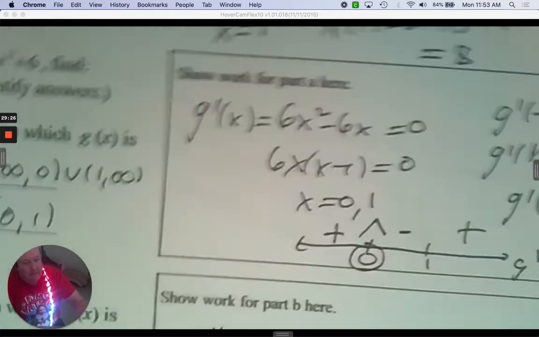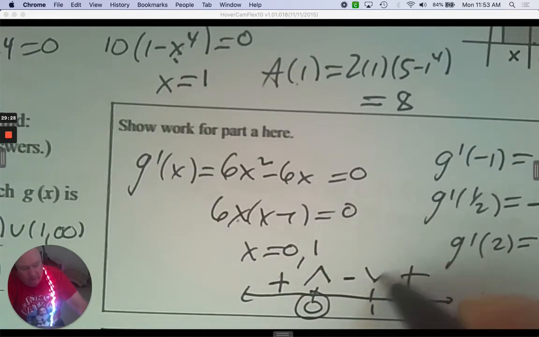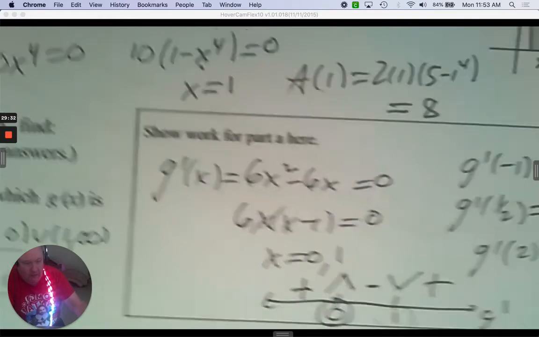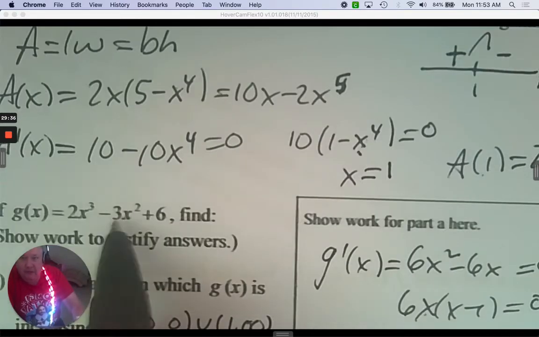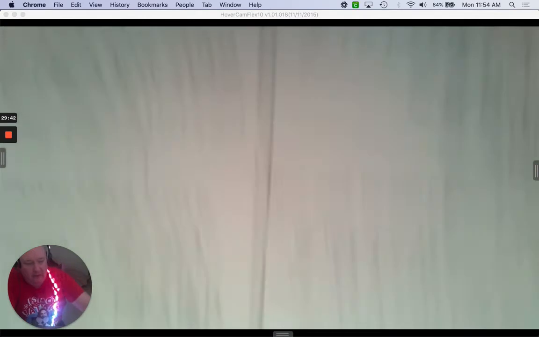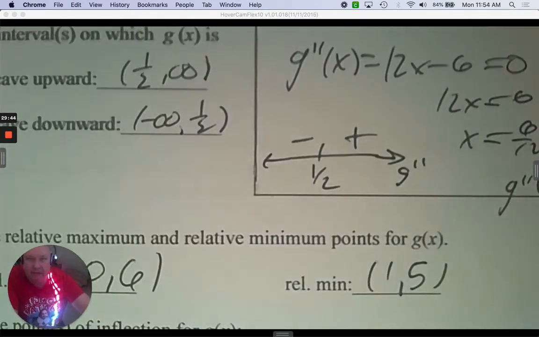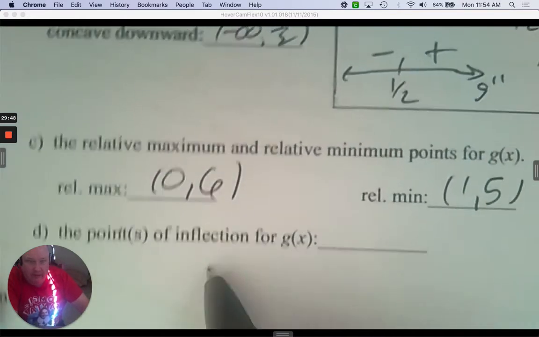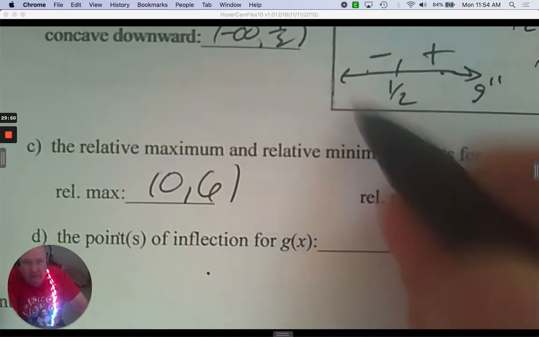The minimum, when you go from decreasing to increasing, there's a minimum there. So that x value is at positive 1. And then plug positive 1 into the function. So that's 2 take away 3 plus 6. That's 5. So we have a minimum at (1, 5). The point of inflection is where the concavity changes, which is at 1/2.